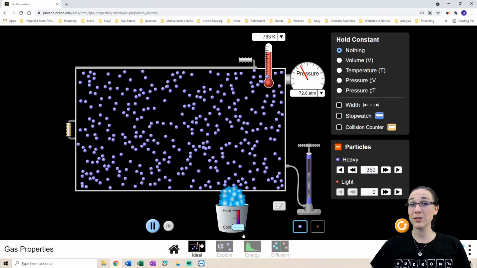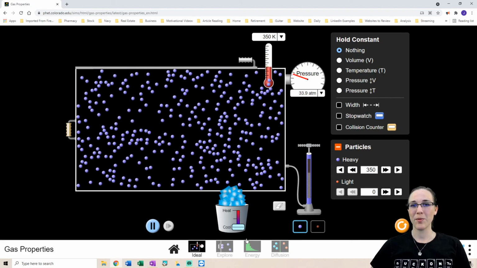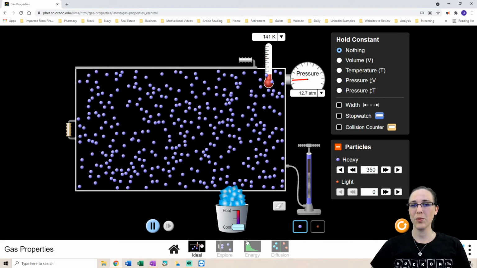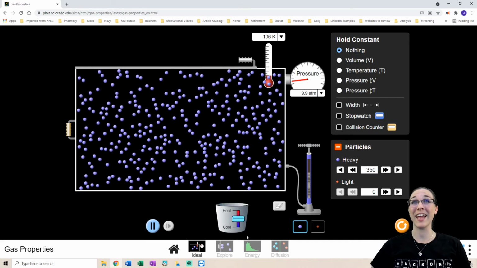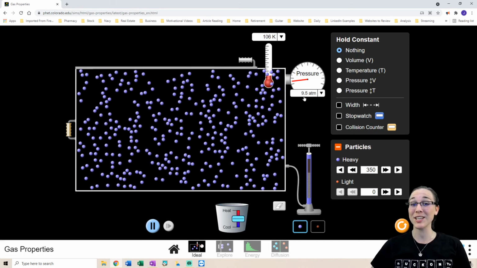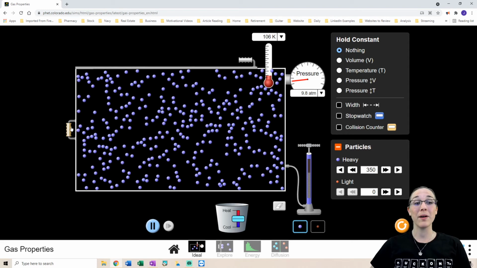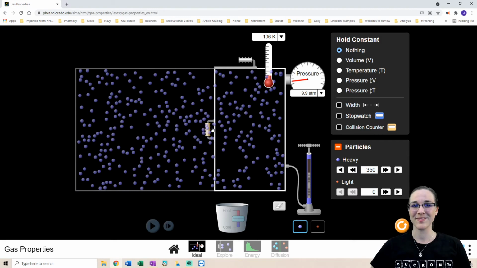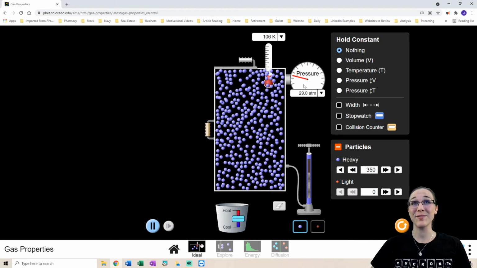Let's cool this whole system back down. We'll bring it all the way back down. Whew! Now they're barely moving and the pressure dropped substantially lower than what we started with. But if we decrease the volume again, this should increase the pressure, even though it's really cold. Notice that the pressure did in fact go up.